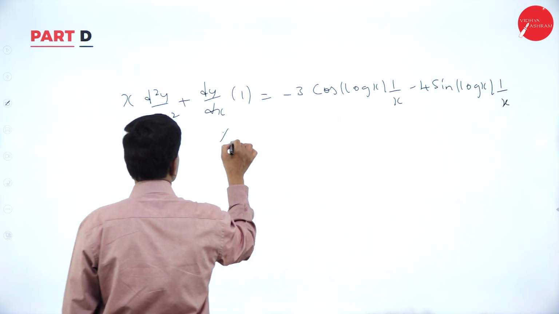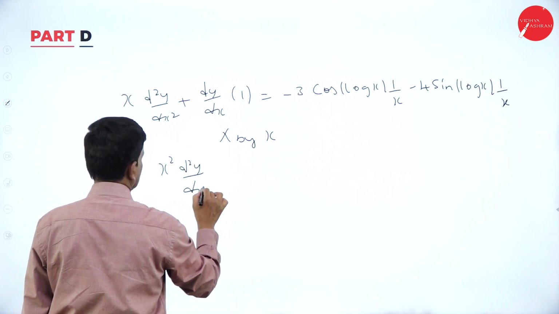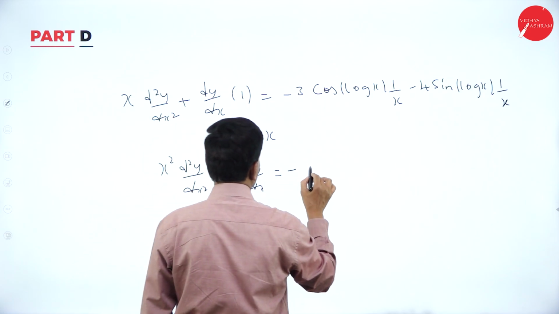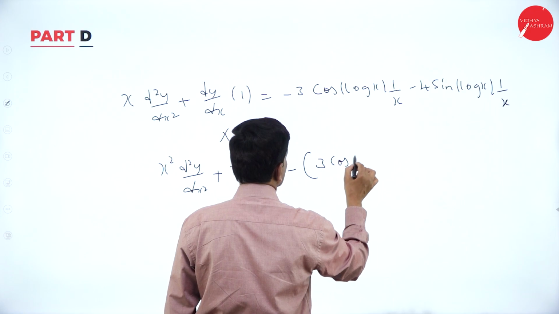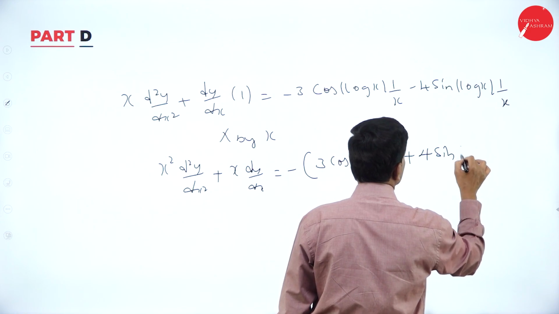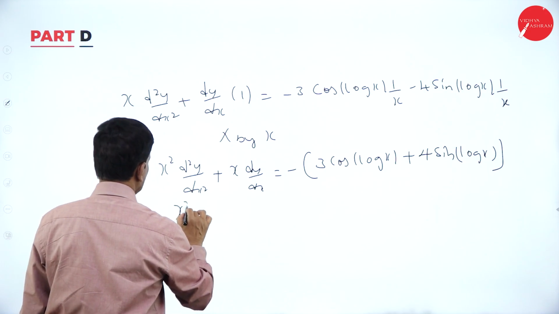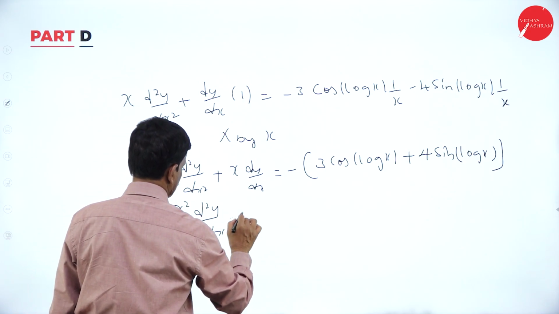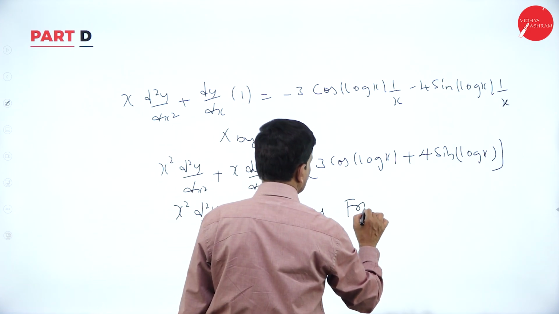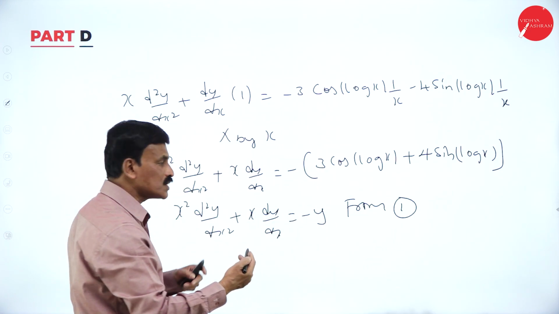Again multiply by x on both sides. So x into x is x square d square y by dx square plus x into 1 is x dy by dx is equal to, you can take minus out as a common factor, cos of log x, x and x get cancelled, minus into minus is plus 4 sin of log x, x and x get cancelled. Now if you observe carefully, this is x square into d square y by dx square plus x dy by dx is equal to minus y from equation number 1. What is y? Y is nothing but 3 cos log x plus 4 sin log x. Bring this to the left hand side.